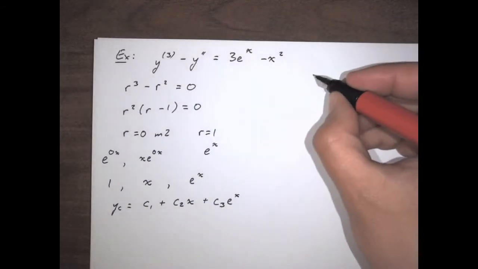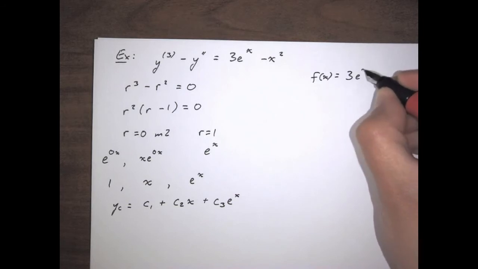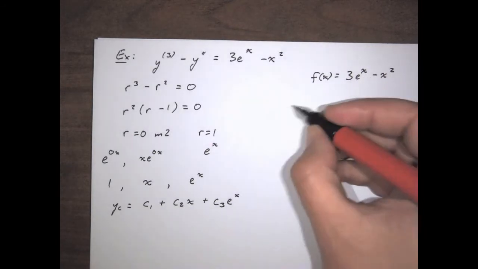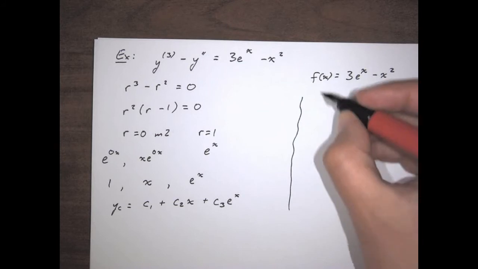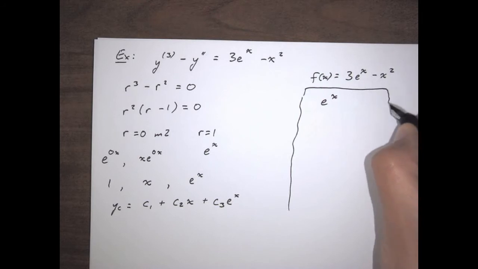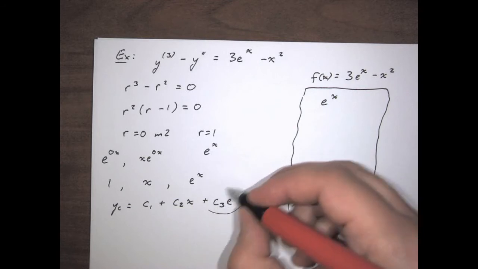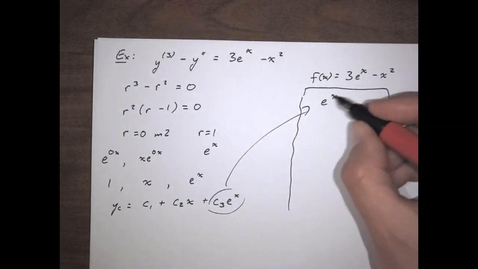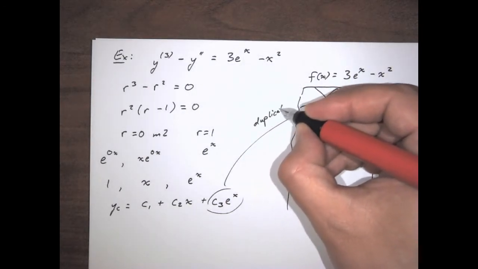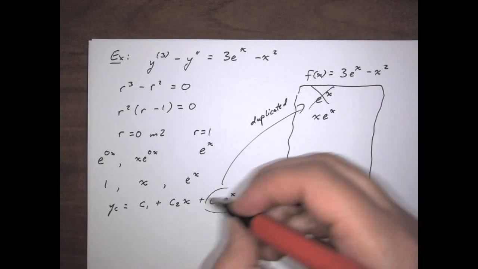Now, over here, f of x equals 3e to the x minus x squared. So from this part, we would want to have e to the x as a good candidate for a term. However, it's duplicated. So we need to make it x e to the x. So that would then do it.